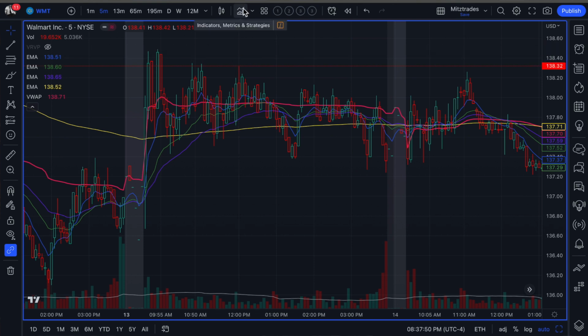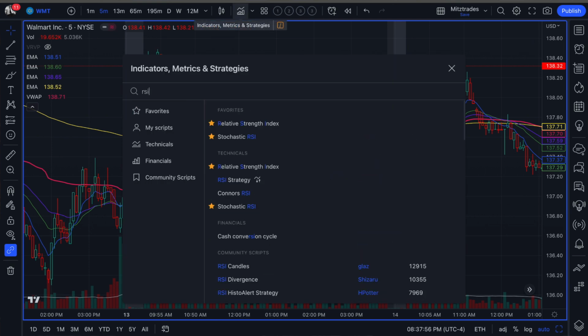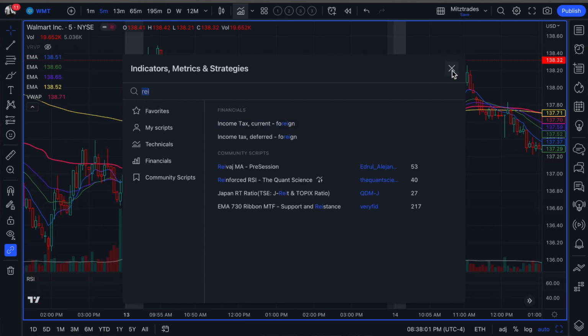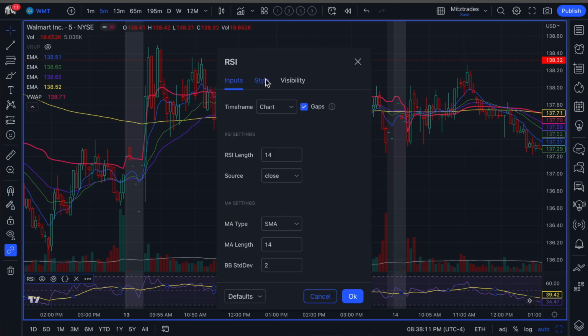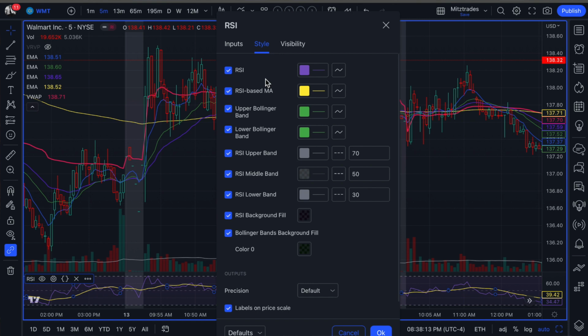The last indicator I'll be discussing is RSI, which stands for Relative Strength Index, and is a popular indicator used in technical analysis. The RSI is a momentum oscillator that measures the speed and magnitude of price changes in a stock and will tell you if it is overbought or oversold. The RSI is calculated by comparing the average gains and losses of a stock over a specified time period.